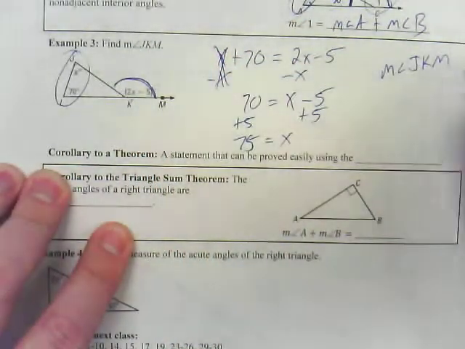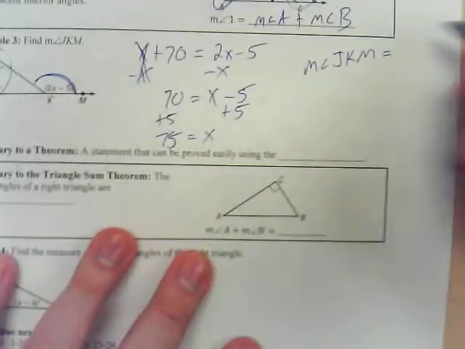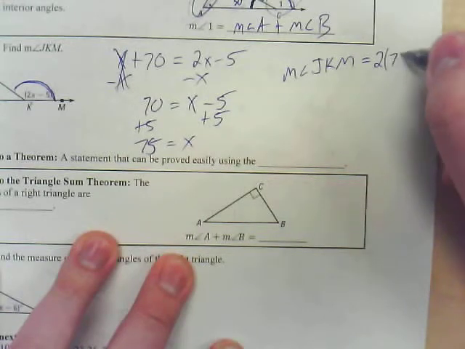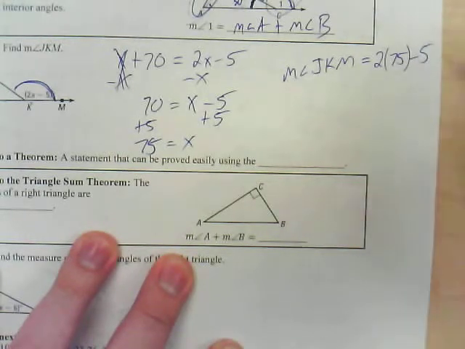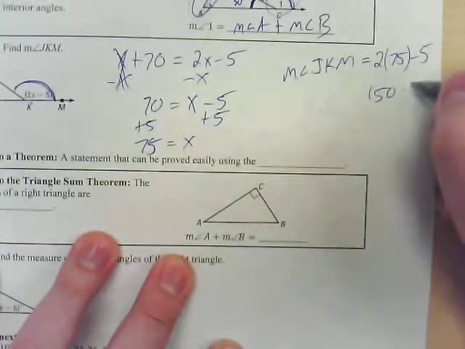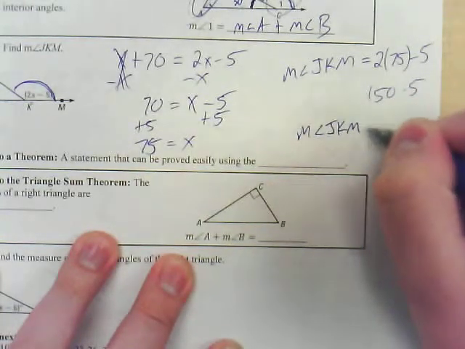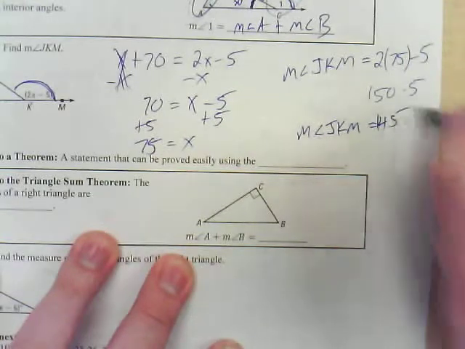So then what I can do is I can take that x value and plug it in for x in 2x minus 5. So 2 times 75 minus 5, that's going to be 150 minus 5, which is 145. So the measure of angle JKM is equal to 145.